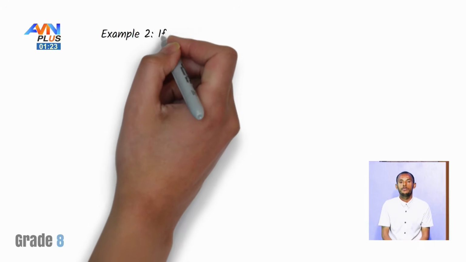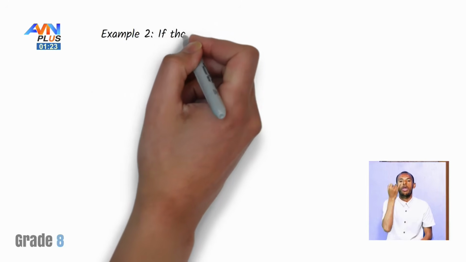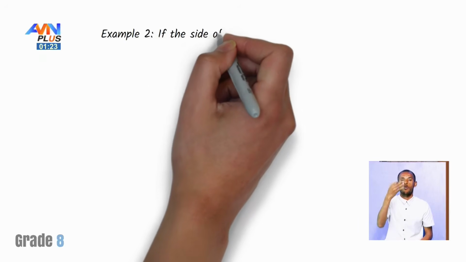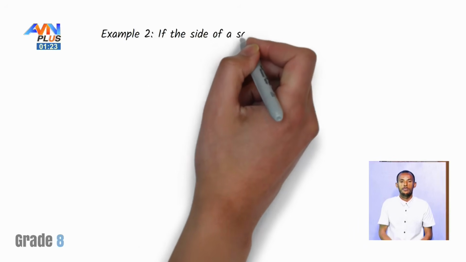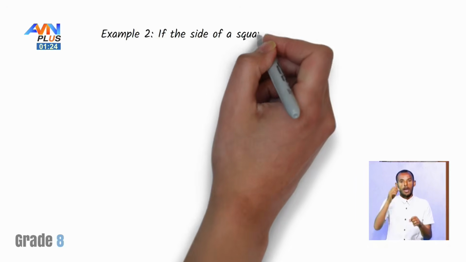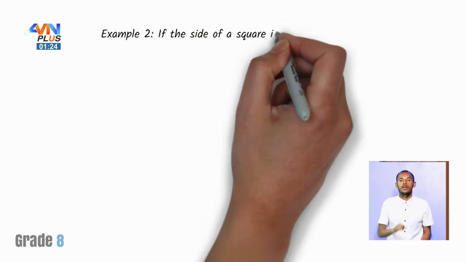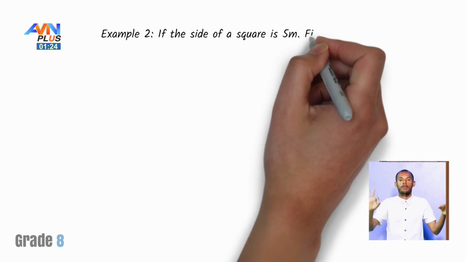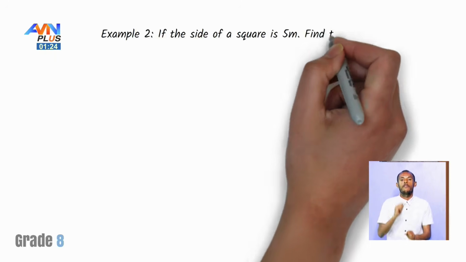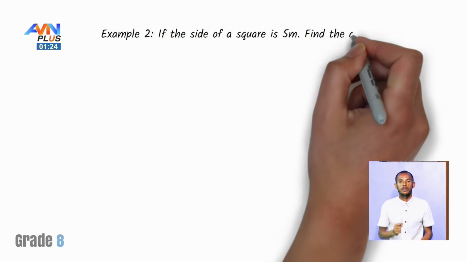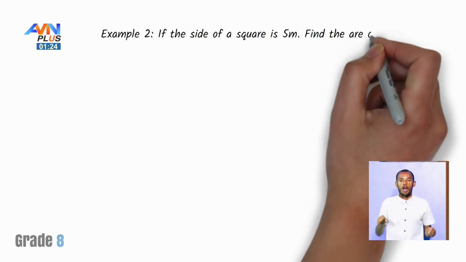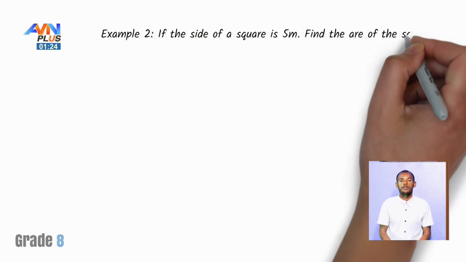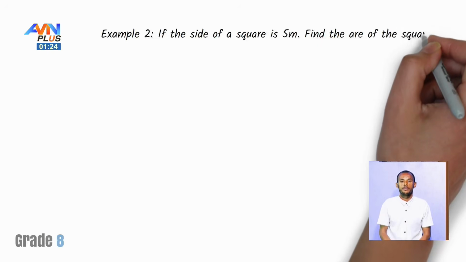In the second example, if the side of a square is 5 meter, find the area of the square.